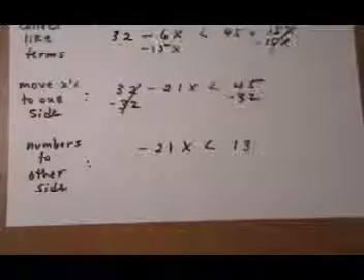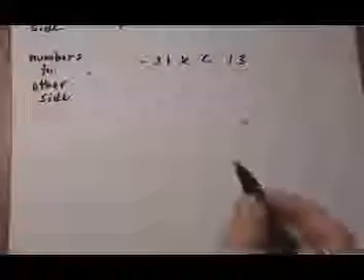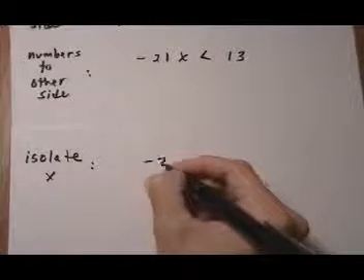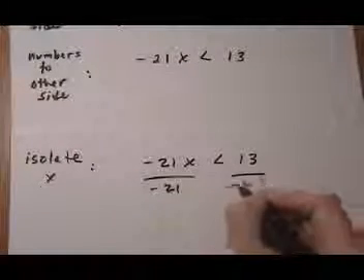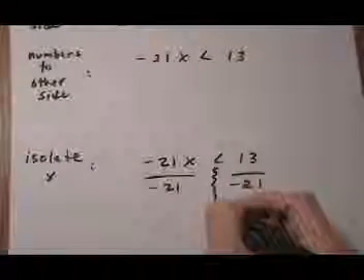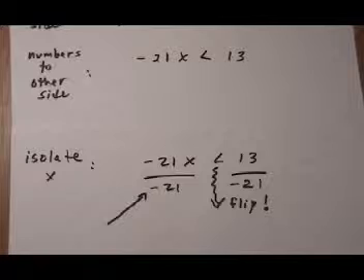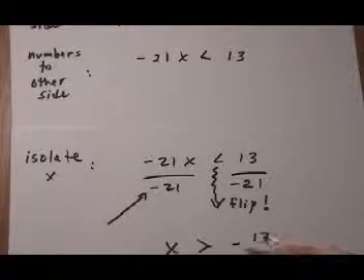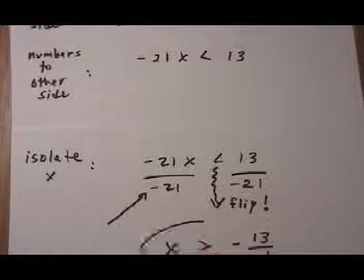And my very final step will be to divide both sides by negative 21 because I do not want the minus 21 next to the x. And that's the step to watch for. So to isolate x, in this case, we're going to divide by negative 21 on both sides. We need to flip because we divided by a negative. So that gives us x, instead of less than, it's greater than minus 13 over 21. And that's the final answer.